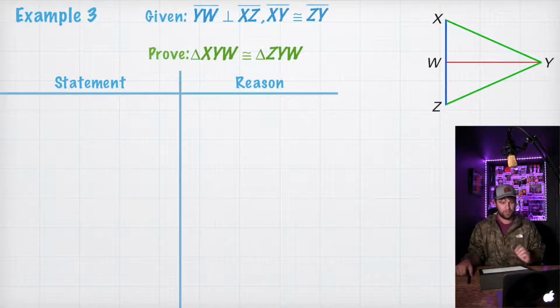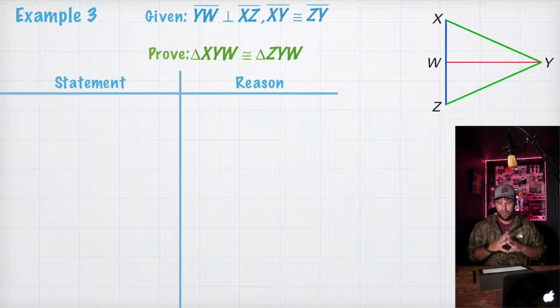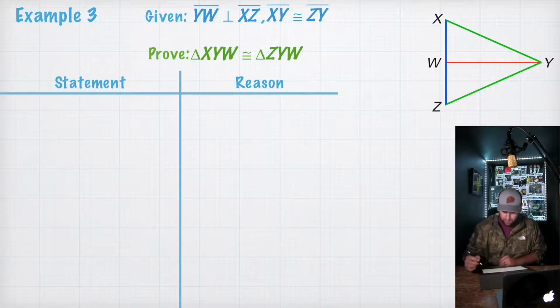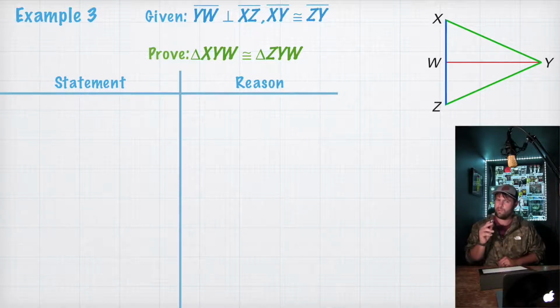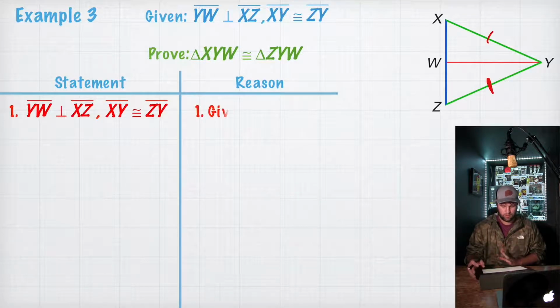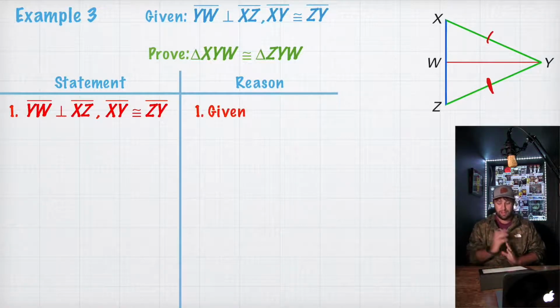So example 3, we're given YW is perpendicular to XZ and XY is congruent to YZ. So I'm going to go ahead and label some things we know. YW is congruent to, well, we really don't know that. We have to prove that still, so I'm not going to label that. But we know that XY is congruent to YZ, okay? So first thing we're going to do, let's go ahead and just write our givens, okay?